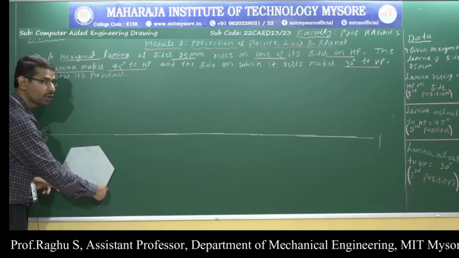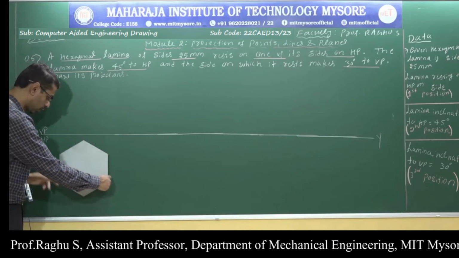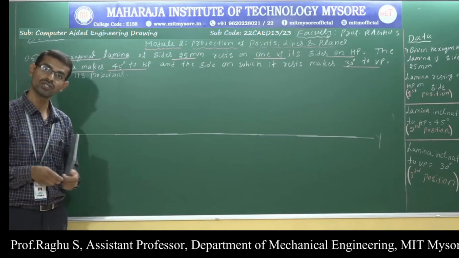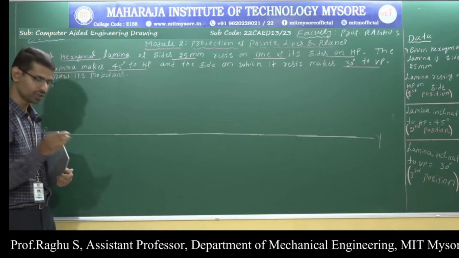Corner condition is not at all given in the problem. Here the lamina is resting on HP with one of its sides. This side should come towards your left side. Next, how to construct a hexagonal lamina? The procedure is like this.